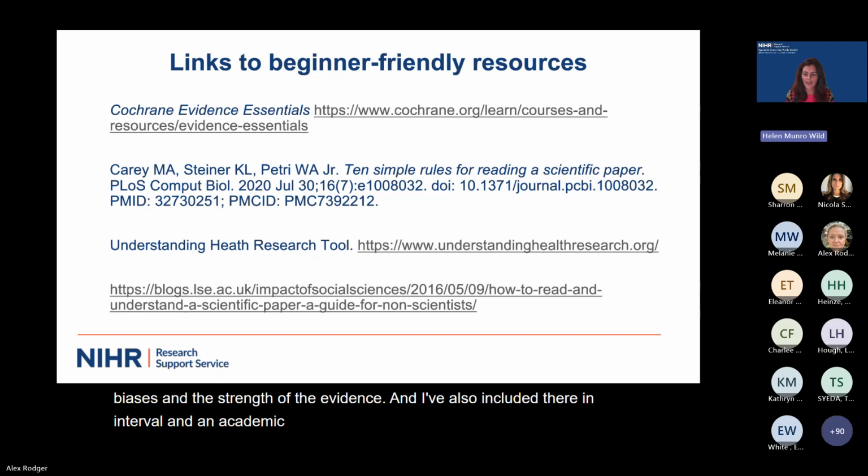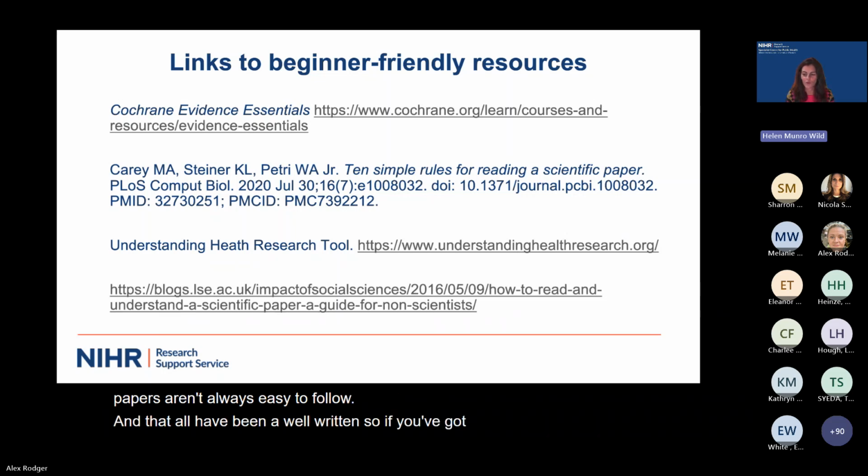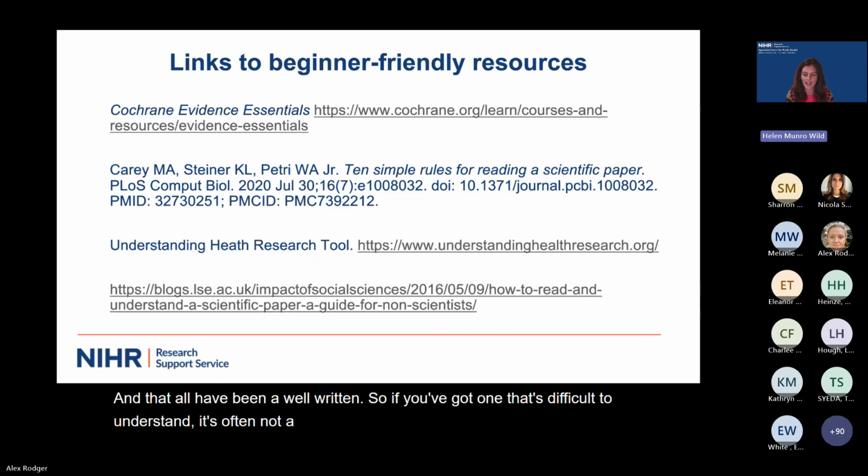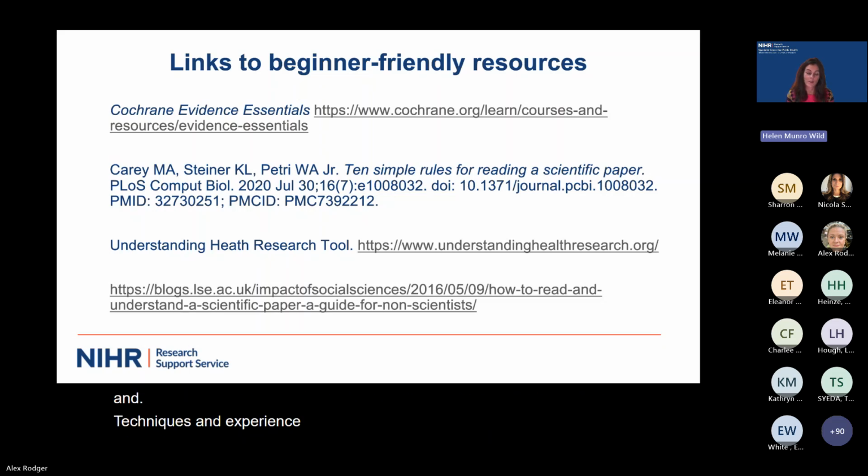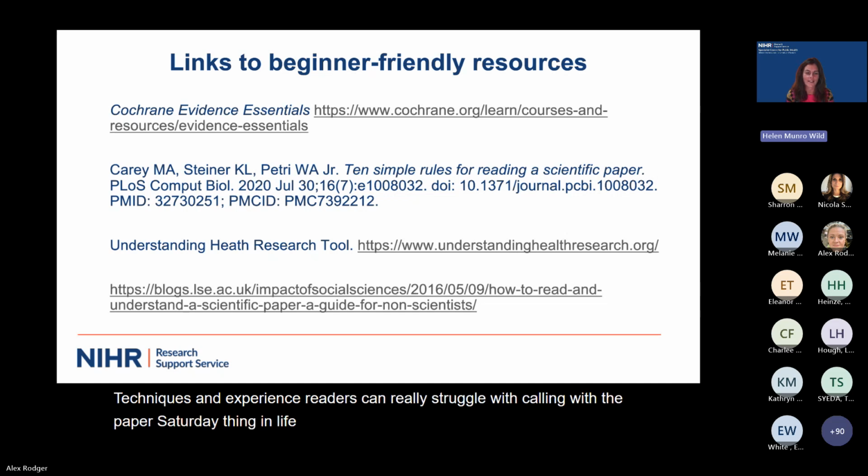But just to reiterate again that academic papers aren't always easy to follow, and not all of them are well written. So if you've got one that's difficult to understand, it's often not a reflection on you and your ability to understand. And I think even experienced readers can really struggle with poorly written papers, as with anything in life. It's always hard to read something that is not well written. And then just the summary slide, please.